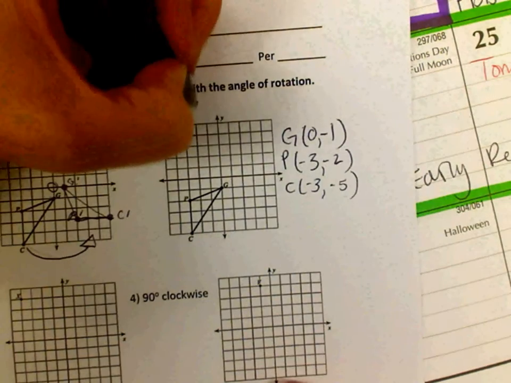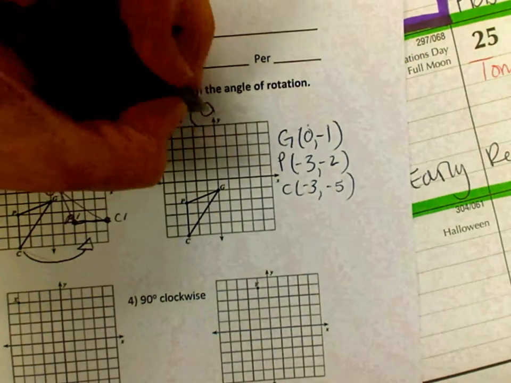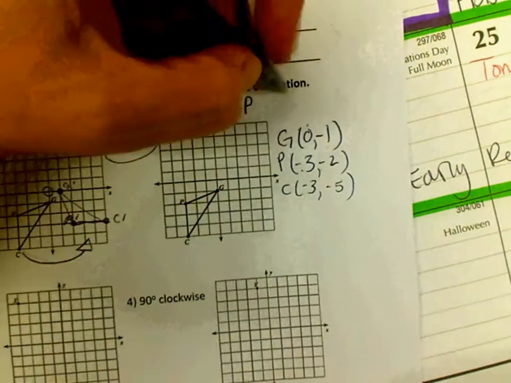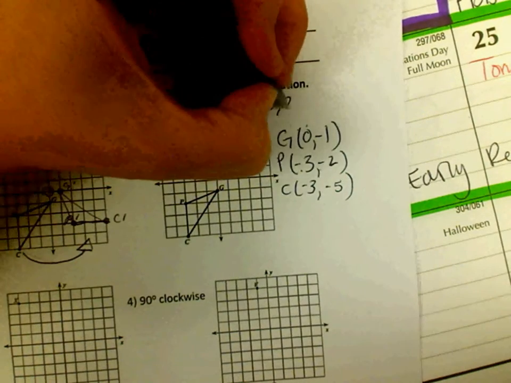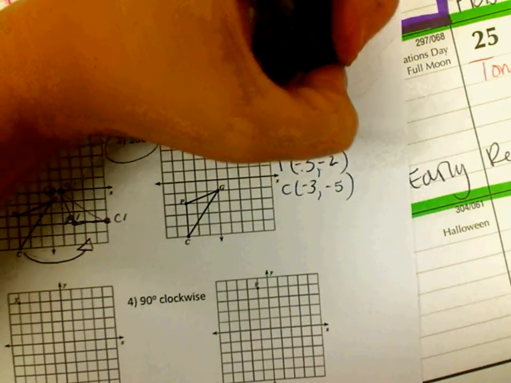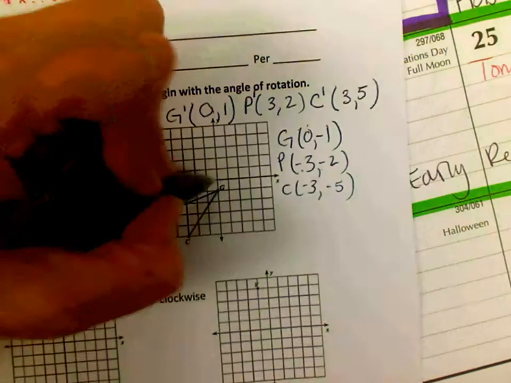So G prime, the 0 stays 0, -1 becomes +1. For P, -3 and -2 becomes +3 and +2. And for C prime, -3, -5 becomes +3, +5. So let's graph that.